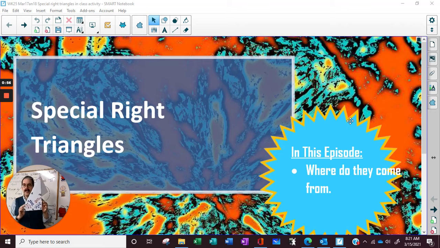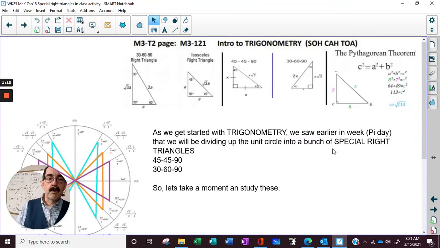Okay? And we have the 30, 60, 90 triangle, and the hypotenuse has a relationship to the short leg and the long leg. So, special right triangles. That's where we are today. And Mr. Miller's handing out a sheet of paper, and we'll be getting started here momentarily.